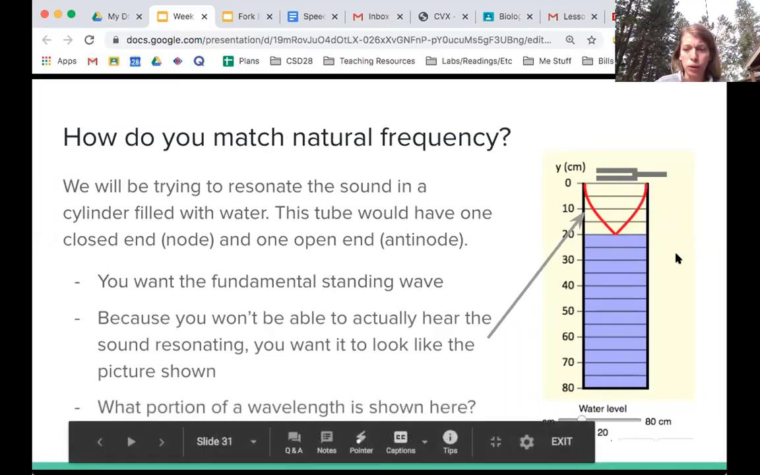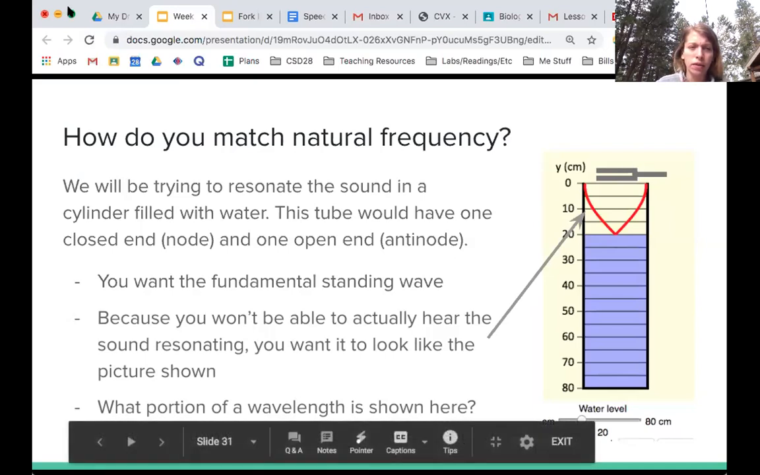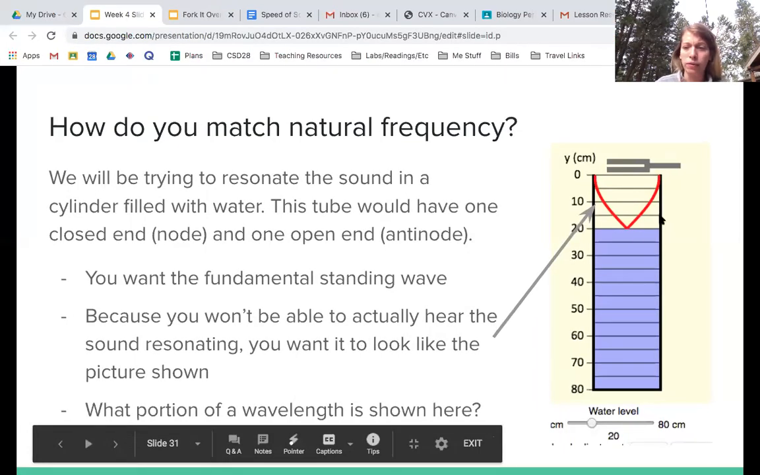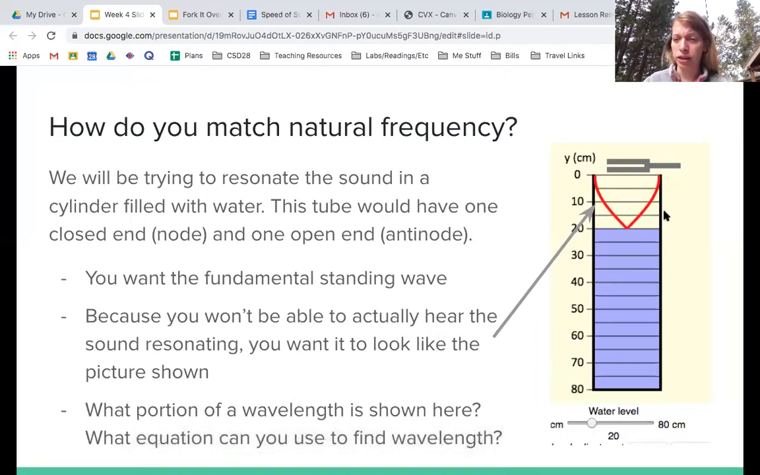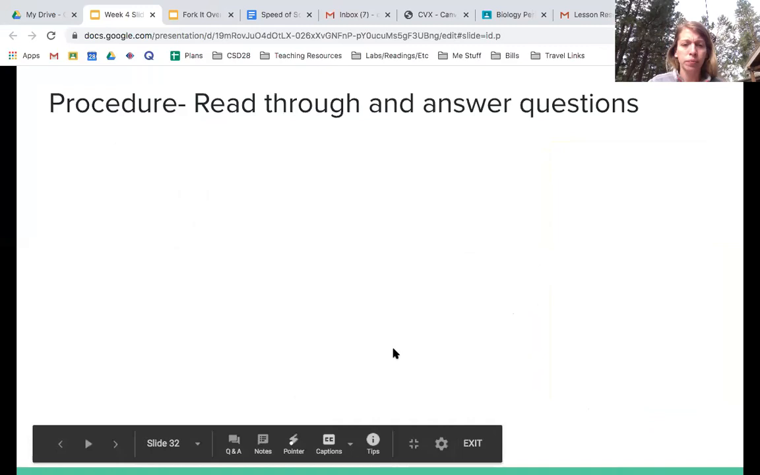So thinking about what this picture here shows you, what is the wavelength proportion to the length for this? So if you look at this, this is 1/4 of a wavelength. So that means we would use that equation for that. On the website, you're going to see that you can actually find, it'll tell you right here what the length is of the tube. So that's basically the procedure.